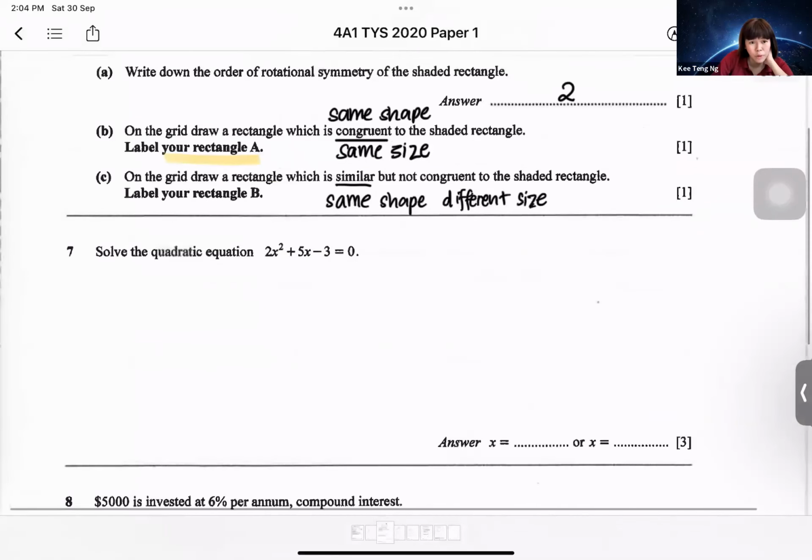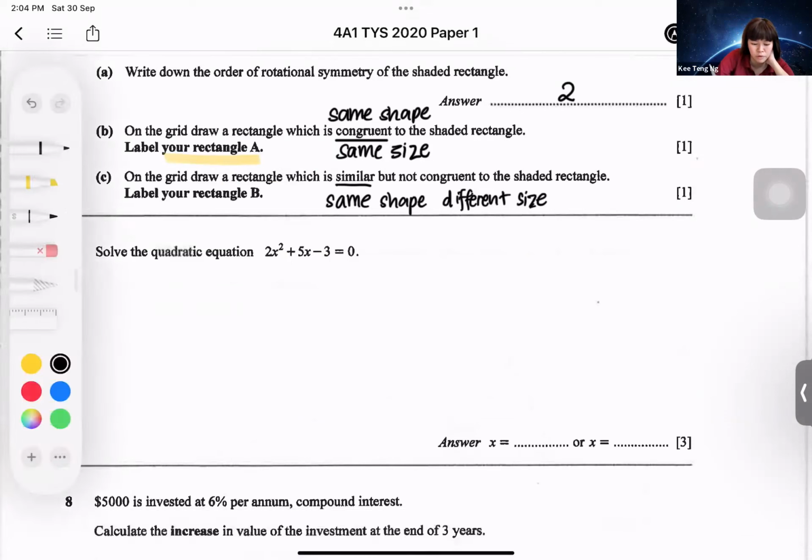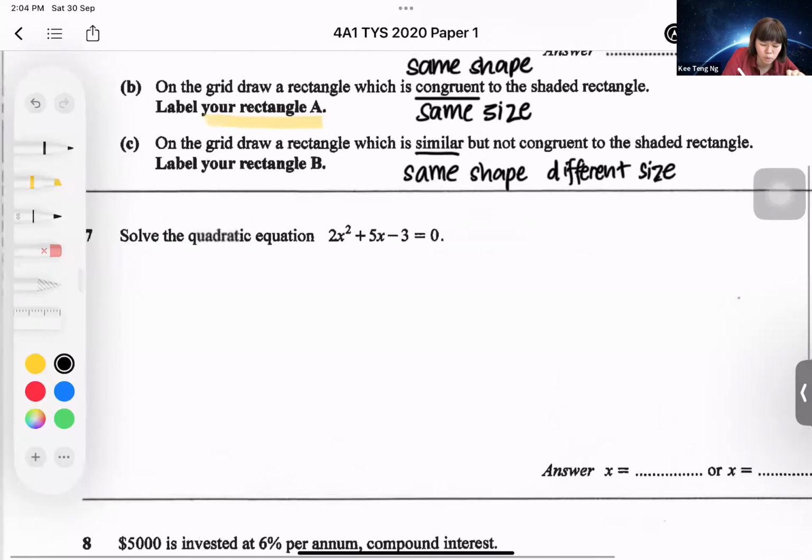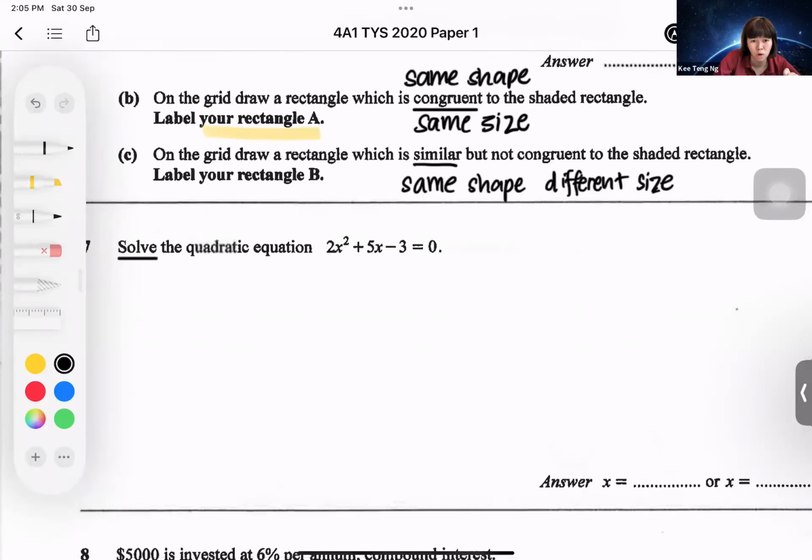Next one, solve the quadratic equation. This one is slightly different from our previous answer in the 2021 paper, where that question was to factorize. When we do factorization, we need 2 brackets. But now here it is solving the quadratic equation, so when they ask you to solve, you need to use the quadratic formula. A will be equal to 2, b will be equal to the number 5. Notice a is just 2, no square. The square is for the x, not for the number 2. c is the number -3.